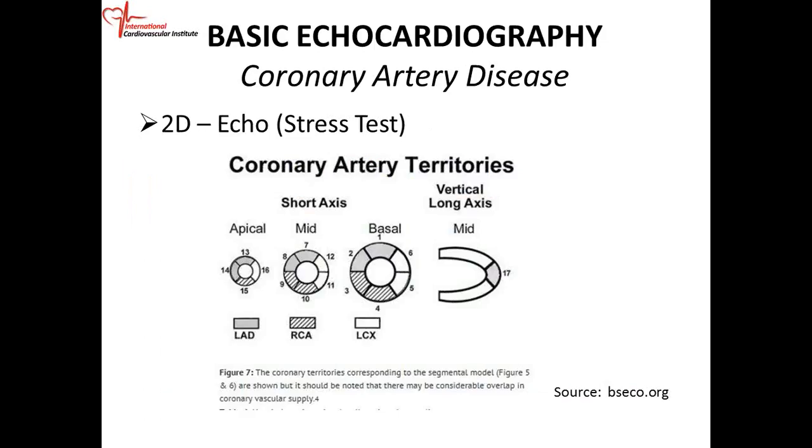You can use manual protocol, you can use Bruce protocol, you can use modified Bruce, you can use Norton, and there are other protocols. Or you can just use a manual protocol. But they will test you usually on the Bruce protocol. The Bruce protocol, every 3 minutes, you increase the speed and the inclination. With the Bruce protocol, you start at a speed of 1.7 meters per second and an inclination of 10 degrees.